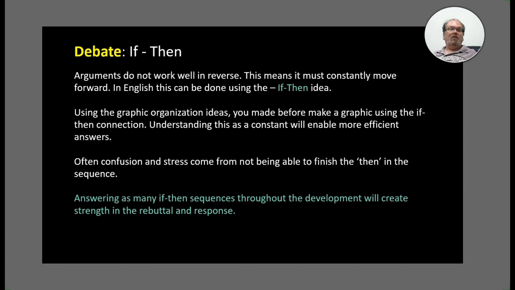And arguments do not work well in reverse. This means that it's always moving forward. Once you speak something, you can't put it back in your mouth. It's already out. So you have to continue moving forward and supporting through discussion and debate.